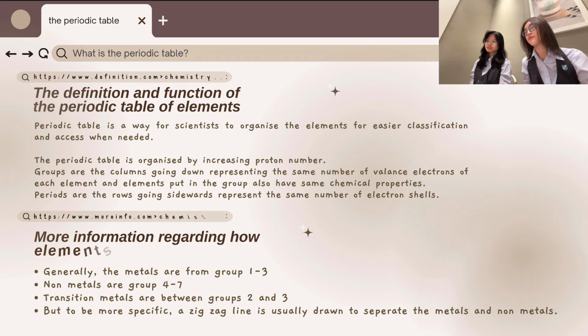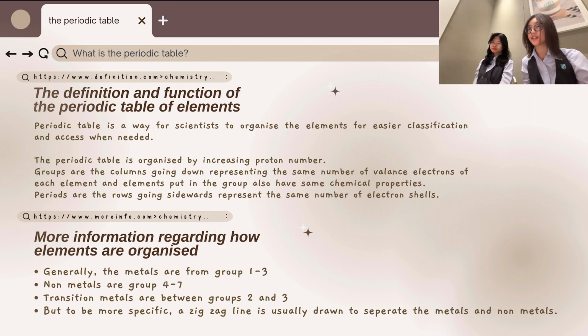Okay, so first we'll be defining and also explaining a little bit of the function of the periodic table of elements. So, the periodic table is a way for scientists to organize the elements for easier classification and access when needed. The periodic table is organized by increasing proton number. Groups are the columns going down, representing the same number of valence electrons of each element. And elements put in the group also have same chemical properties.